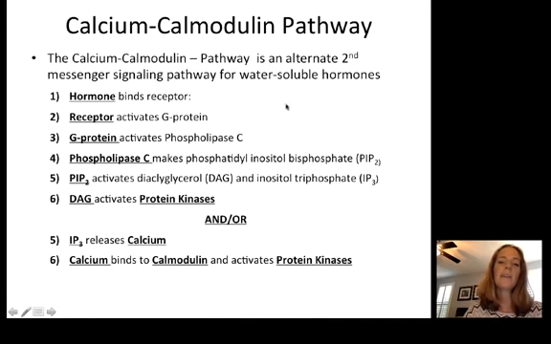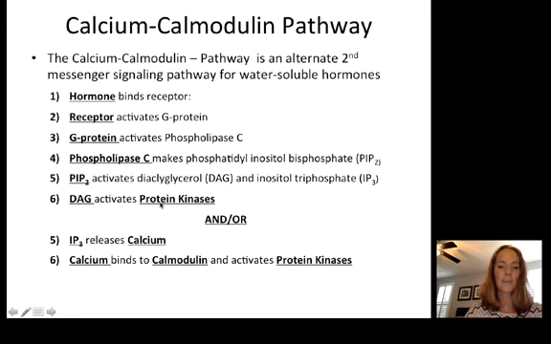The calcium calmodulin pathway is very similar, but the names of the molecules are different. So same idea, hormone binds to the receptor, activates a G protein, the G protein then instead of adenylate cyclase will activate something called phospholipase C. That makes something called PIP2 and diacylglycerol or DAG. It will also make IP3, inositol triphosphate. Don't be intimidated by these words. PIP2, DAG, and IP3 are just downstream molecules that activate protein kinases and make changes inside the cell.